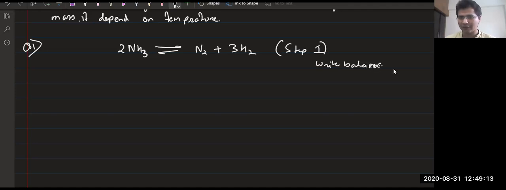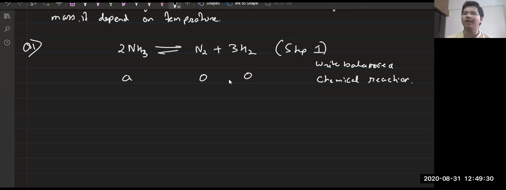Balanced chemical reaction. Every time you try to solve a problem, the first step should be to write a balanced chemical reaction. Second step: suppose the initial concentration of NH3 is A. Of N2 it would be 0, and H2 it would be 0.